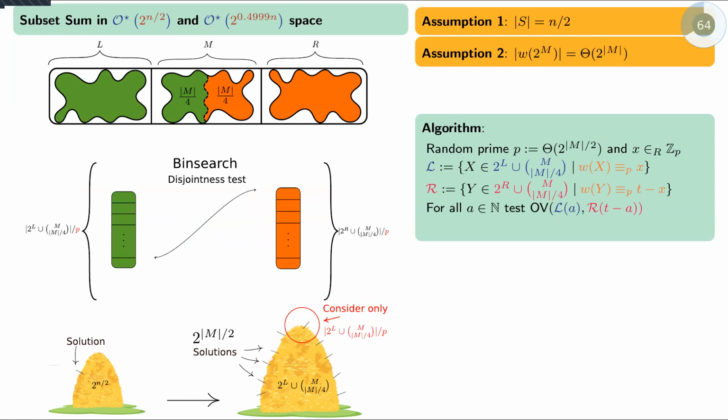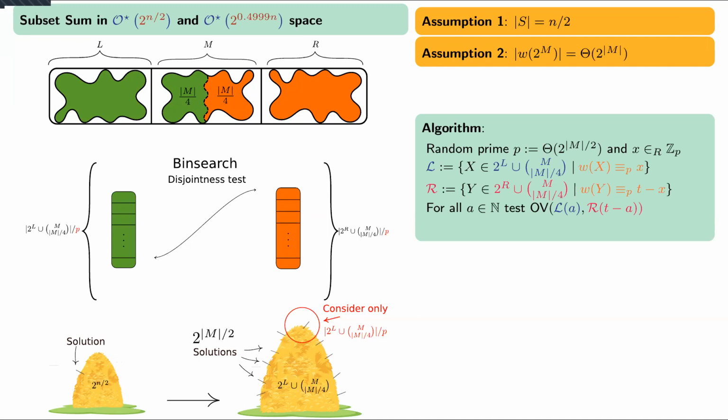We consider only a haystack of some smaller size. So what we are going to do now is randomly sample the set with size equal to the number of solutions divided by the number of solutions, which is roughly this capital small p number. And we have the guarantee that in this calligraphic L and calligraphic R set, there is at least one pair that constitutes a solution.